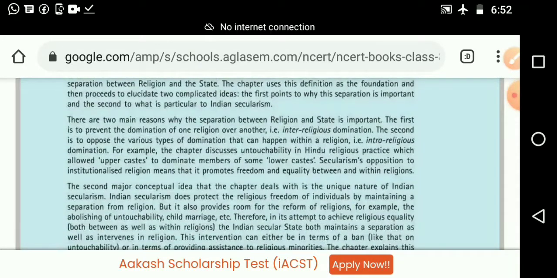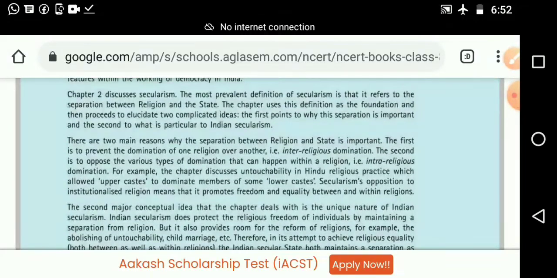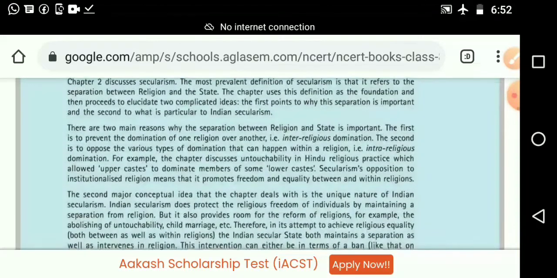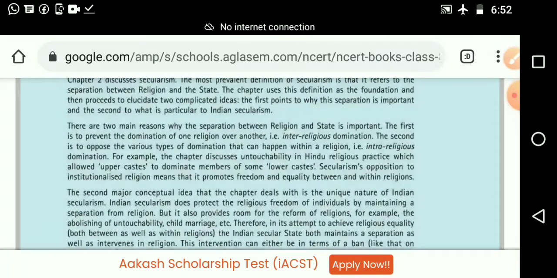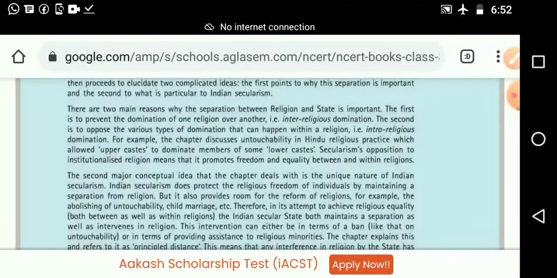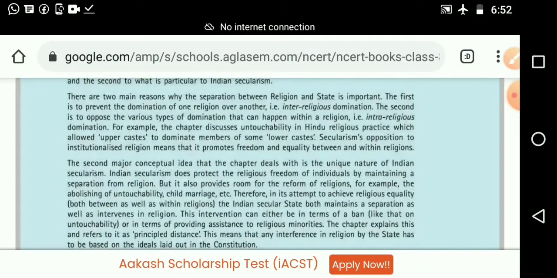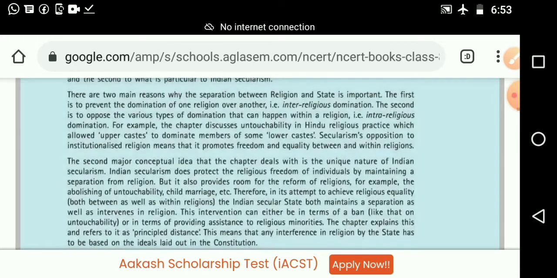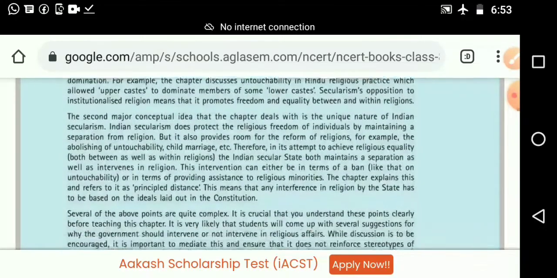These two chapters, the first is about the basic principles of the Indian constitution. In that, one of the principles we are going to see in detail in chapter 2. Then these are the two main reasons for the separation between religion and state, and these topics will come again in 10th standard, directly as well as indirectly, and we want to study them.